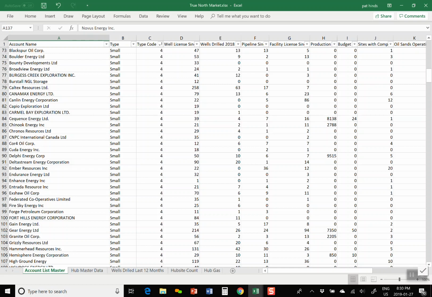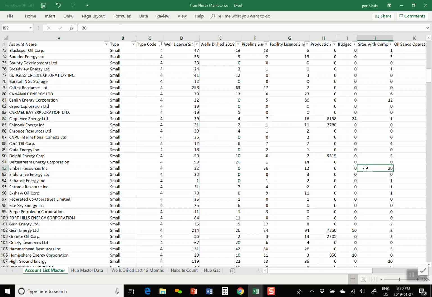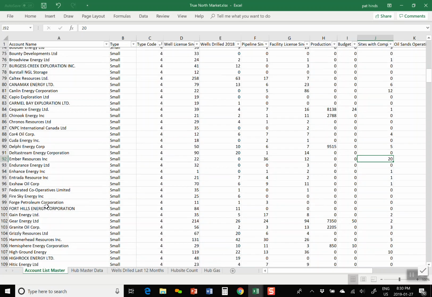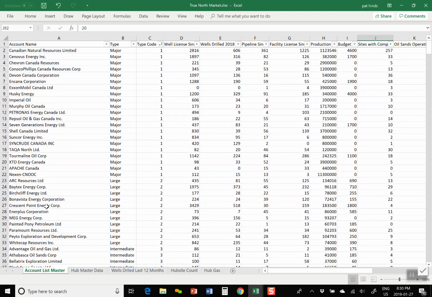So when we look at these small guys, we'll look at some of them and say, hey, if they've got sites with compressors and those types of things, here we've got a 20, Ember Resources. That might dictate a little bit what type of personnel they would have there. But that's our next step, really going in and looking for the people. Take a look at this and let's schedule a call. We'll review it and discuss the results.